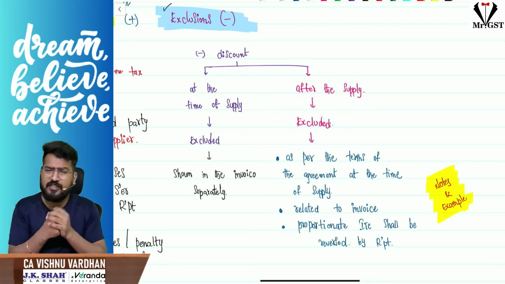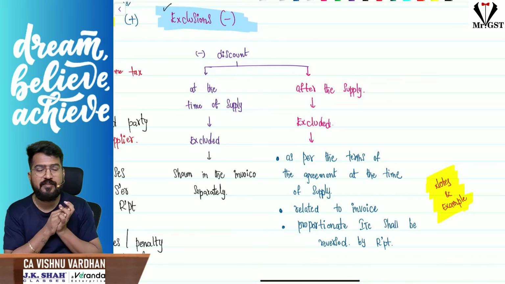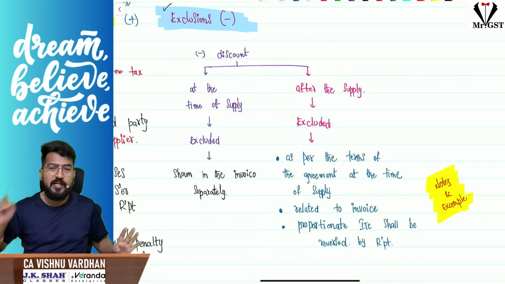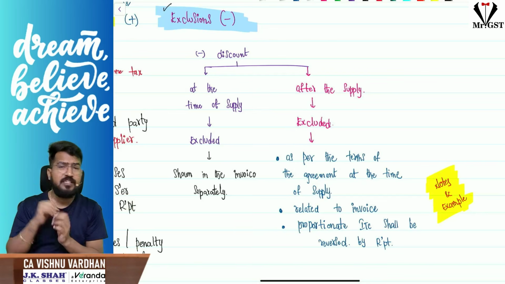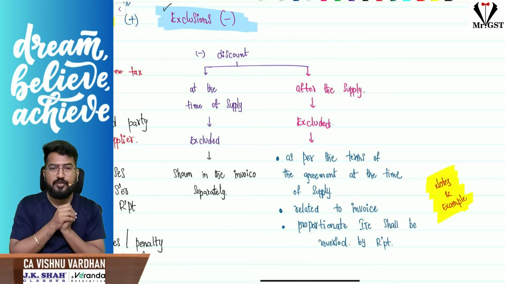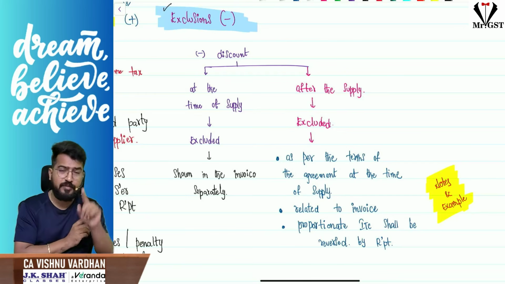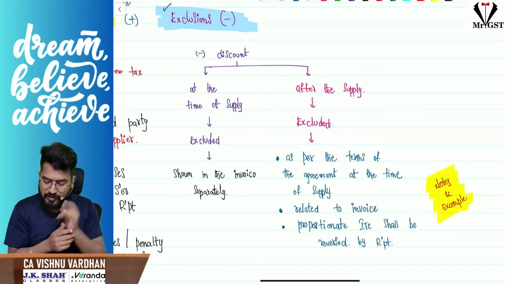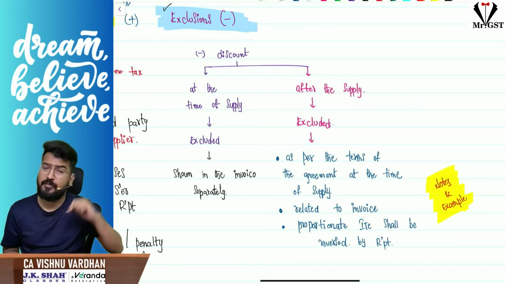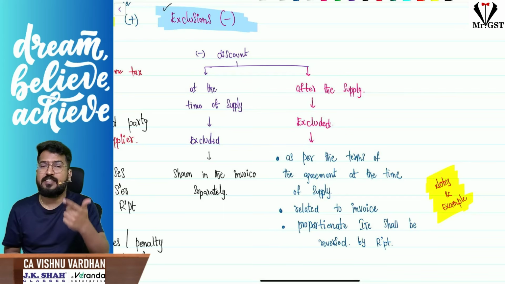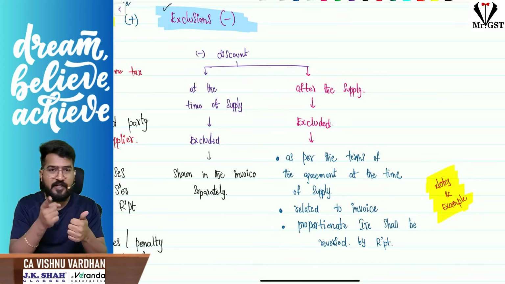In case of B2B scenarios, there might be a situation where discount is given after the supply. You don't worry about who will give that. Just remember, if the discount is given after the supply is over, then you can exclude the discount from the value of supply provided 3 conditions are satisfied. Number 1, it should be as per the terms of the agreement which we have already entered into. Terms of the agreement need not be in writing, always remember that.